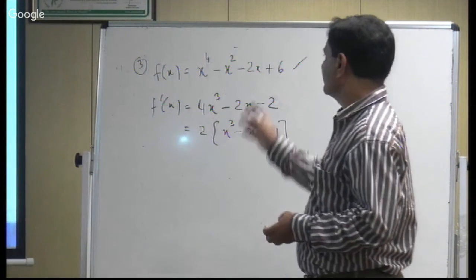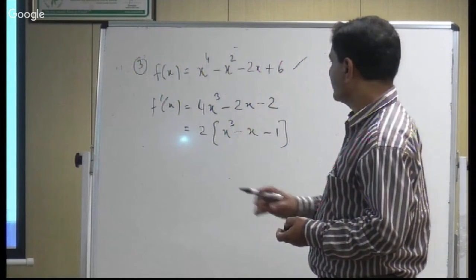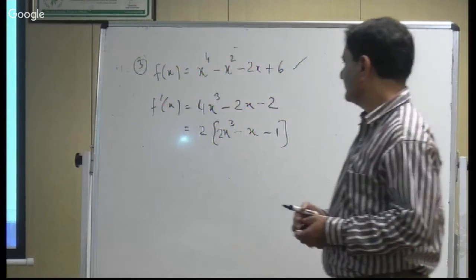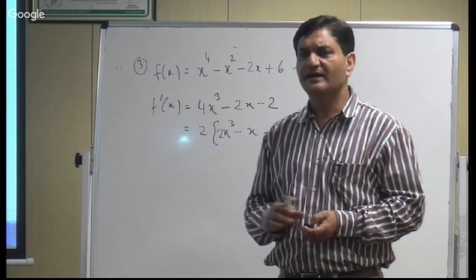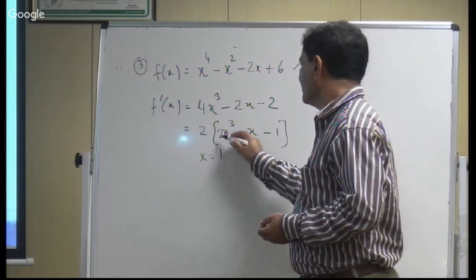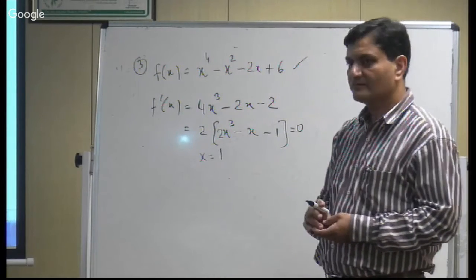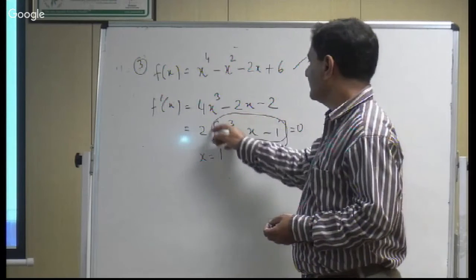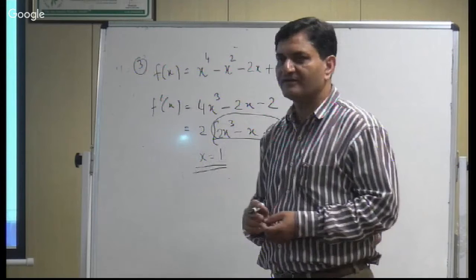So the first derivative is 4x cube minus 2x minus 2. If you take 2 common, I think you will be having 2 here, right? So by hit and trial, you can find out. If you substitute x equal to 1, you get 0. I am saying if you just substitute x equal to 1, the derivative becomes 0. So x equal to 1 is the point where the derivative is vanishing.